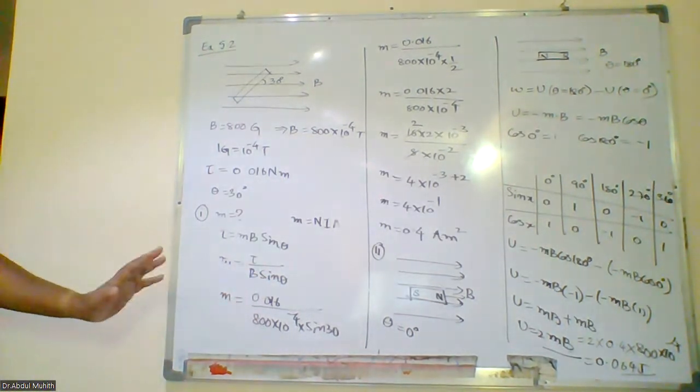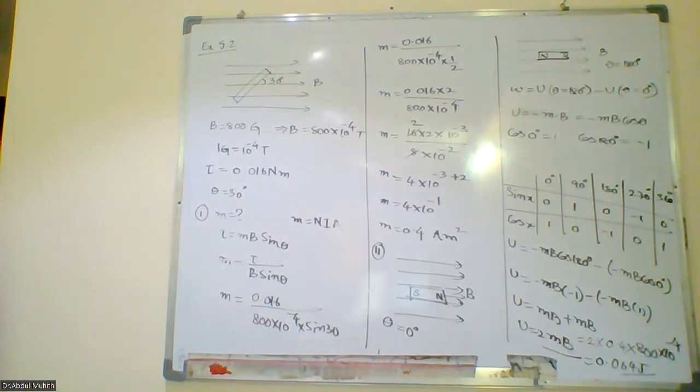Just clear this numerical. Still the third part is remaining. One more part, we'll do that. Then I will explain the electrostatic analog and magnetostatic analog.